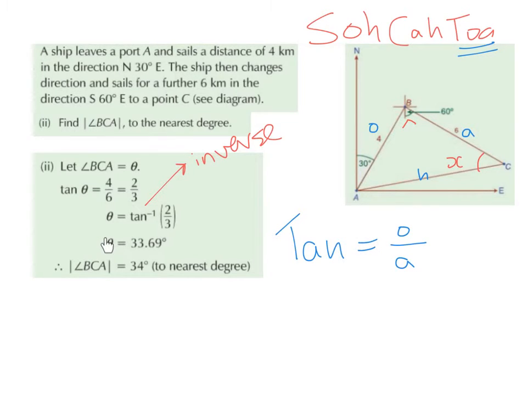So we get theta equals 33.69 degrees, and round it off to the nearest degree, which is what we were asked to do, we get 34 degrees. So the angle BCA is equal to 34 degrees. So this angle here is equal to 34 degrees.